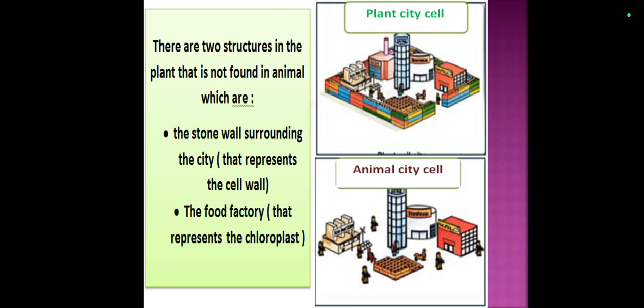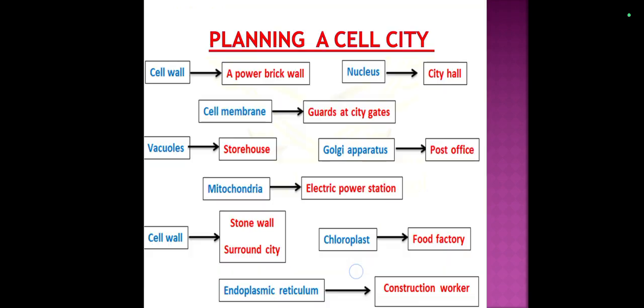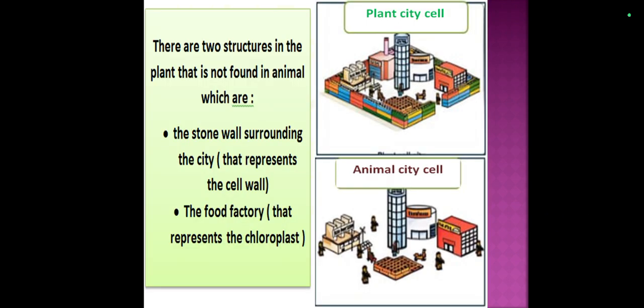Construction workers are like the endoplasmic reticulum. The endoplasmic reticulum is for the construction workers. As the chloroplast's function is to make the food, the chloroplast will act as a food factory. The stone wall surrounds the city, like the cell wall in the plant which surrounds the cell. The electric power station is for the mitochondria. It's called the powerhouse. And the cell membrane is like the guards.